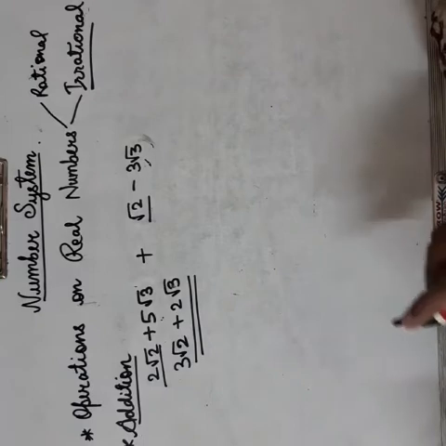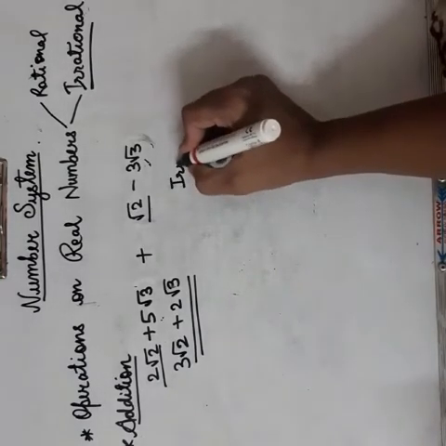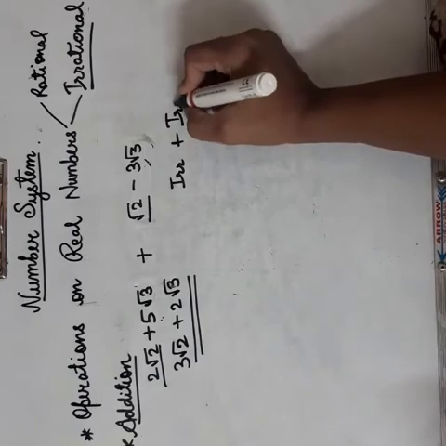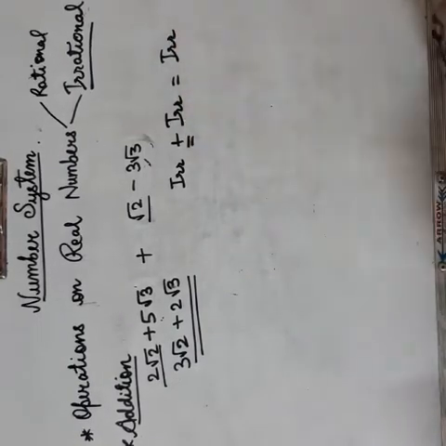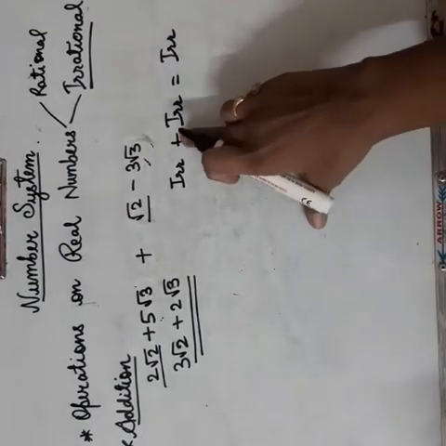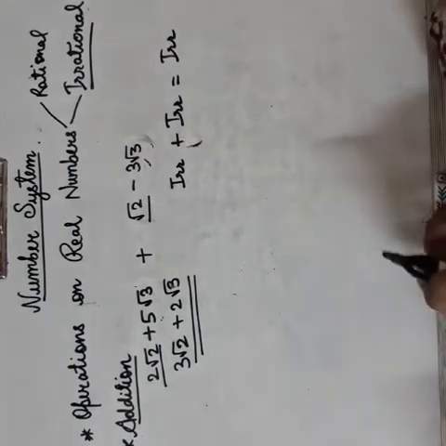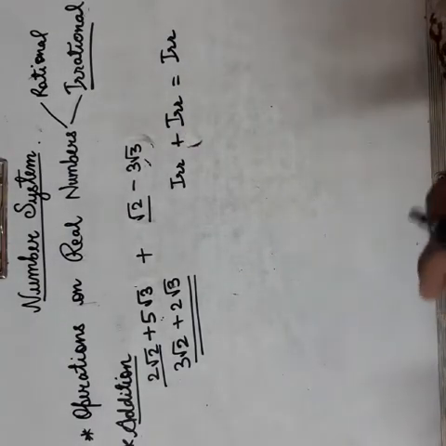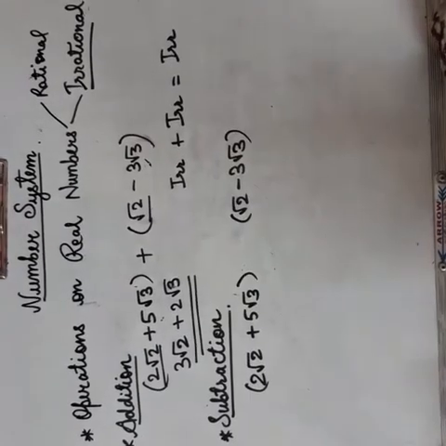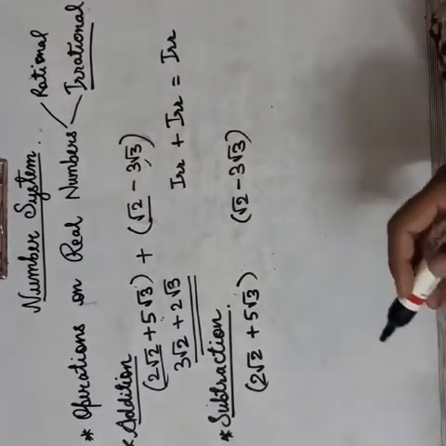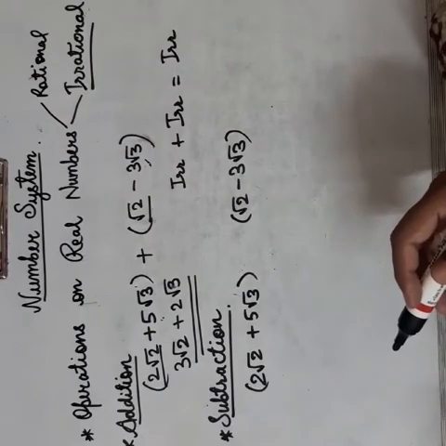It is irrational. So when you are adding irrational numbers, the result will also be irrational. When you are adding two irrational numbers, the result is going to be irrational. Okay, so this was about addition. Now let us see, if we subtract two irrational numbers, what will be the result? Okay, now let us see what will be the result of subtraction.